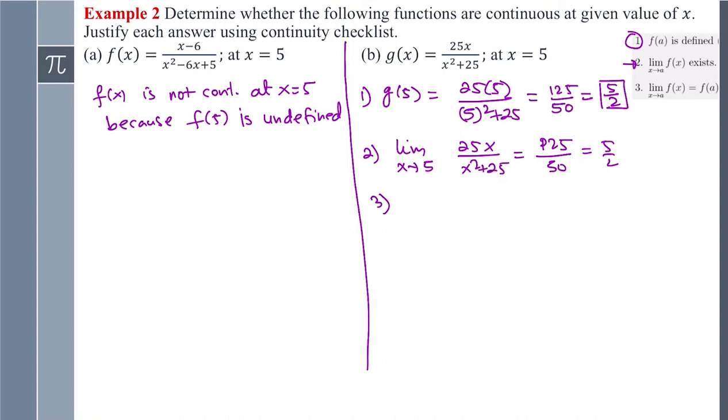The third condition: now the value of the function is 5/2 and the limit is also 5/2. So the limit as x approaches 5 of g of x equals g of 5. That implies that g of x is continuous at x equals 5. So it satisfies all three conditions. So it is continuous at x equals 5.